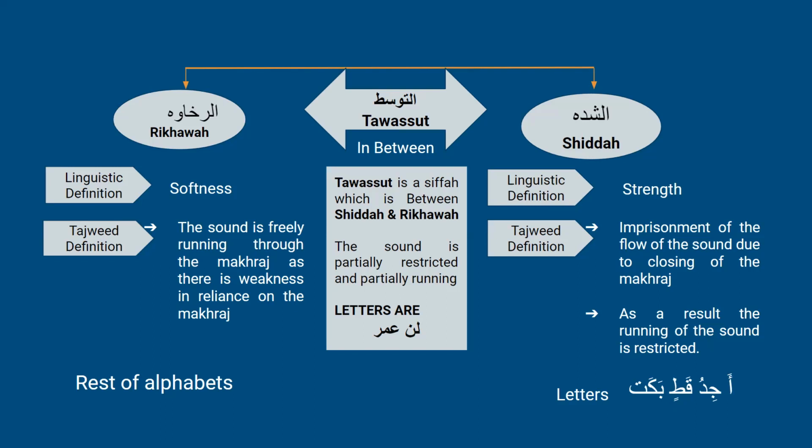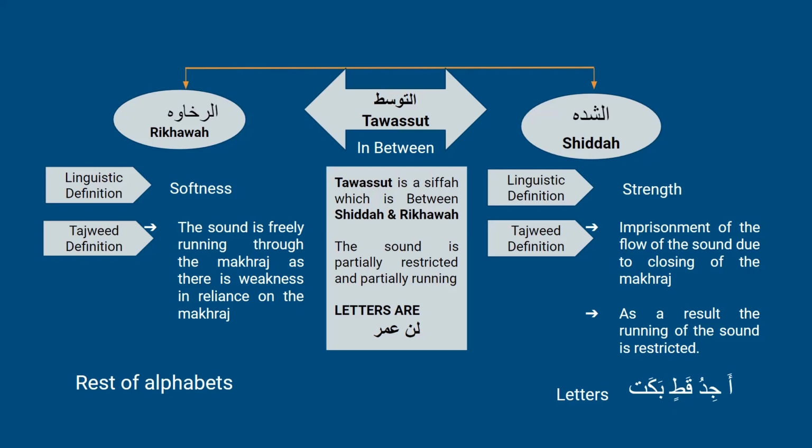So let's see the Tajweed definition for Rekhawah. The sound is freely running through the makhraj as there is a weakness in reliance on the makhraj. So these are the definitions, some explanation of what literally and technically these sifat mean.